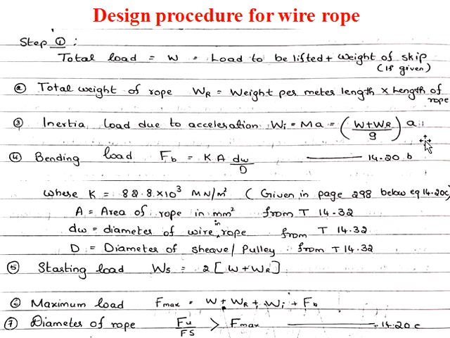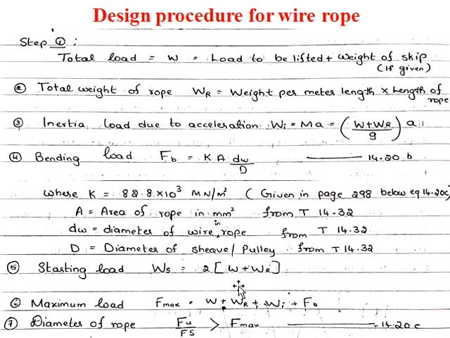Moving on to step number 4, we will calculate the bending load here using equation number 14.20b. In this equation, capital letter K is a constant. Its value is 82.8 into 10 to the power 3 mega Newton per meter square. This value is given on page number 298, exactly below equation number 14.20c. Capital letter A is the area of rope in mm square, dW is the diameter of wire in the rope, and capital letter D is the diameter of the sheave or pulley. These three values you can get from the same table number 14.32.